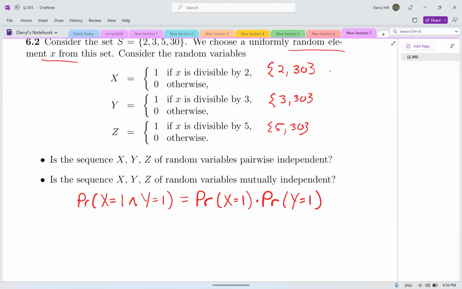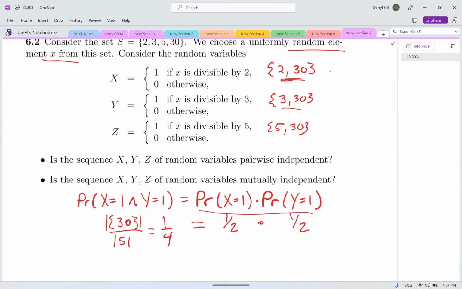Okay, so the intersection, X equal to 1 and Y equal to 1, well, that's all the elements they have in common. This is just the outcome 30. The probability that X is equal to 1 is 1/2. Probability that Y is equal to 1 is 1/2, right? It's simply 2 over the size of the sample space. If I put the size of this over the size of the sample space, I get 1/4. So yeah, 1/4 is equal to 1/2 times 1/2. So X equal to 1 and Y equal to 1 are independent.